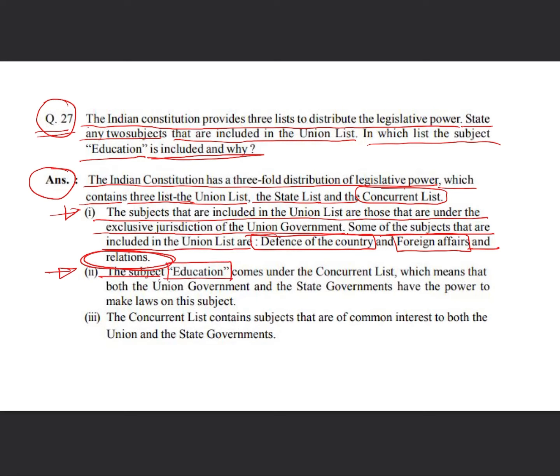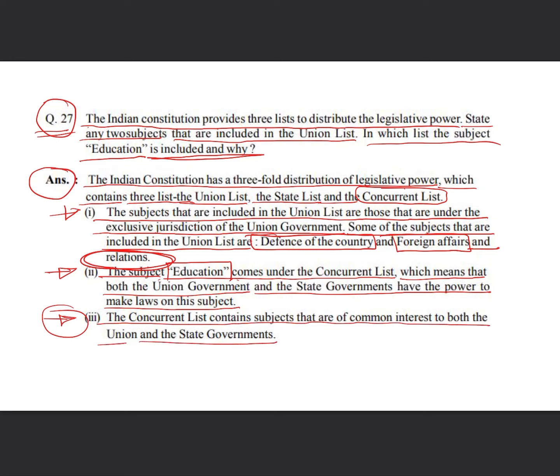Second, the subject education. The subject education comes under the concurrent list, which means that both the union government and the state government have the power to make laws on this subject. Third point, the concurrent list contains subjects that are of common interest to both the union and the state government.